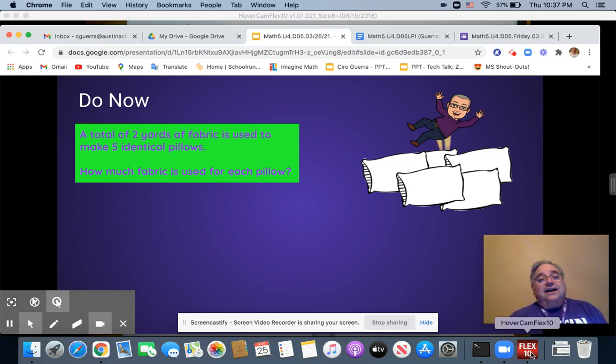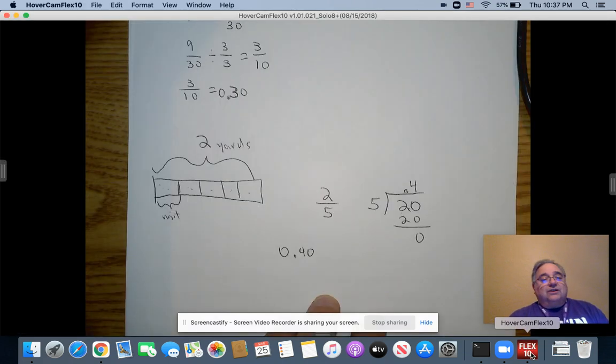Excellent. Yeah, I'm going to draw it out. You know me, I'm going to use the tape diagram. So let me go ahead and get started over here. As you can see, I drew it out. I took my 2 yards right here total, and I divided that 2 yards total into 5 equal units. 1, 2, 3, 4, 5. And it asked me that I needed to find what each pillow was. So that means I need to know what 1 unit is.